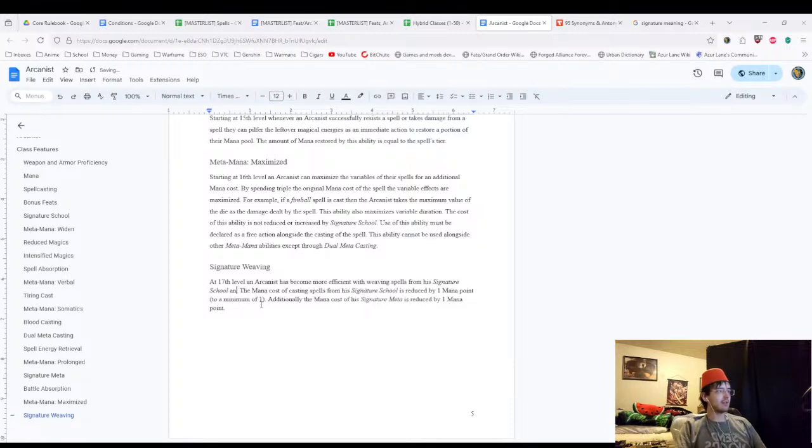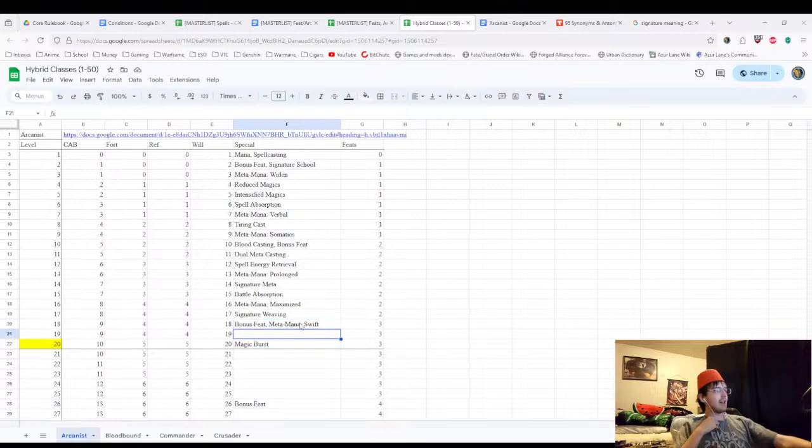From his signature school, weaving spells from his signature school. And with his signature meta, cost reduced by 1 mana point. Oh, wait, and, hold on. Oh, it's already right there. Okay. And with weaving, spells with his signature meta. There we go. Just another really small cost reduction that I think will go a long way at high level. I mean, it's probably going to go a long way even right here at level 17, but hey, there we go. Alright, so Meta Mana Swift.